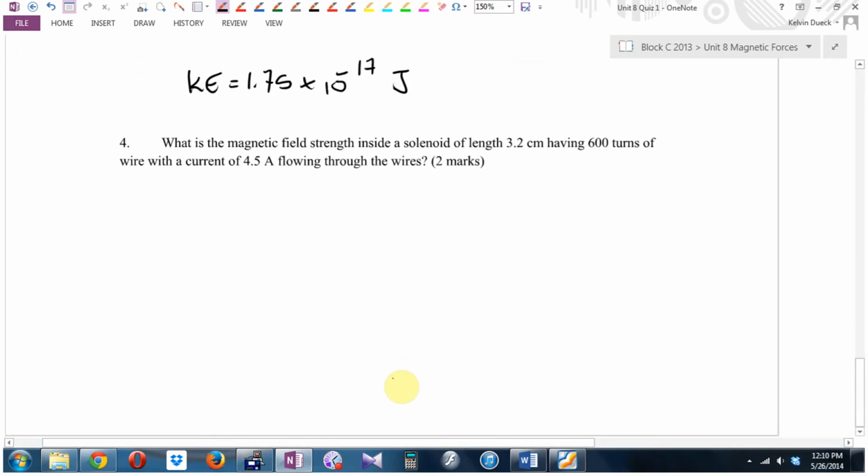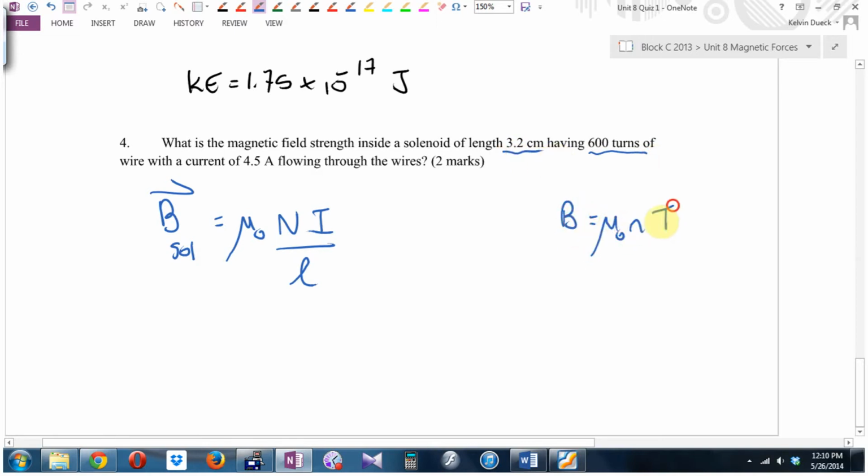I was going, wait a minute, didn't I throw any solenoid stuff on here? What is the magnetic field strength inside a solenoid of length 3.2 meters having 600 turns of wire? The magnetic field from a solenoid is going to be mu naught N times I over L. That's if they give me the total number of turns of wire, which they did, and the total length, which they did. Remember, they can also sometimes give you turns per meter, or coils per meter, or windings per meter, or loops per meter, whatever synonym you can come up with per meter.